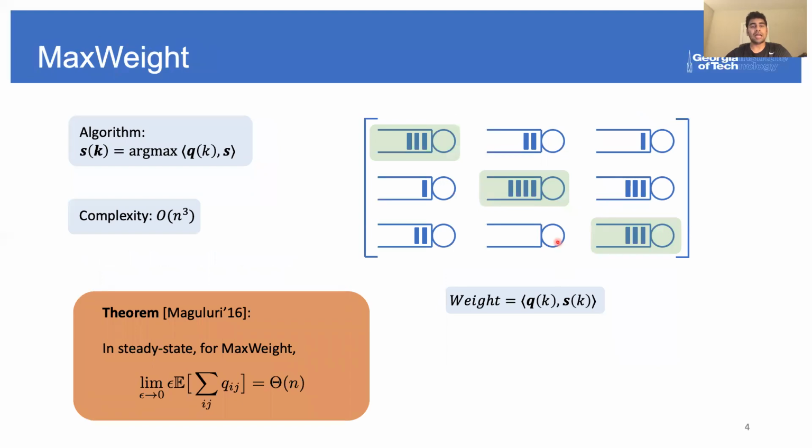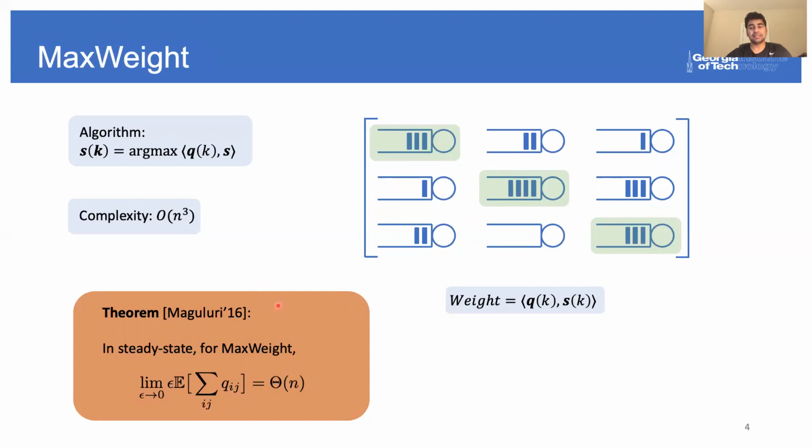The most popular algorithm in switch scheduling is MaxWeight. As the name suggests, MaxWeight chooses the schedule which has the highest weight. In this example, that schedule corresponds to the one in which you serve the queues on the diagonal, and the weight here is 10. If you use the textbook Hungarian algorithm, then the complexity of this algorithm is of order n cubed.